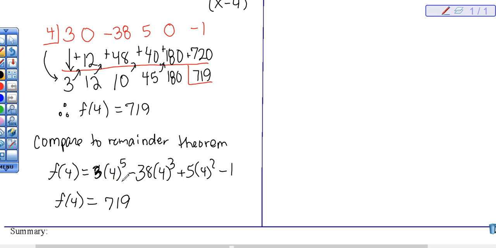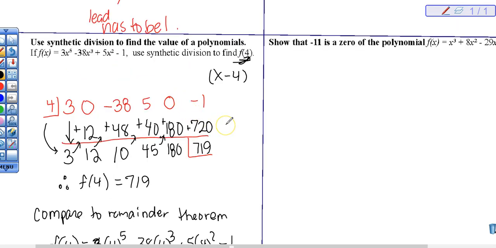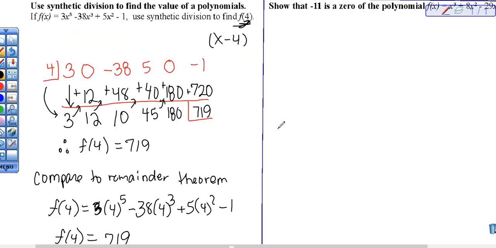719. And I wonder which one's more efficient in the end. I mean, if you were doing this by hand, I bet synthetic division would go faster for you. And it's an option. But it's interesting how there's multiple ways to prove something. Basically, in that situation, you were just finding the remainder. Yes? On our test, will we be allowed to calculate? Yes. All right, last problem.